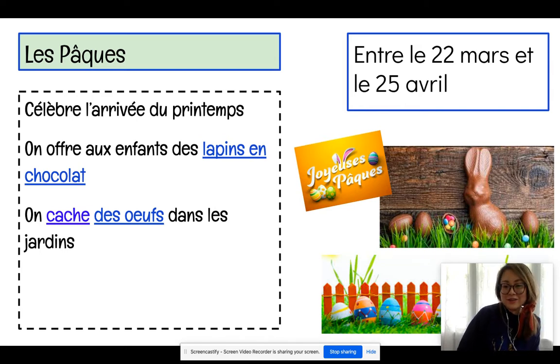Est-ce que vous avez fêté les Pâques hier? Est-ce que vous avez mangé un dîner avec votre famille ou non?